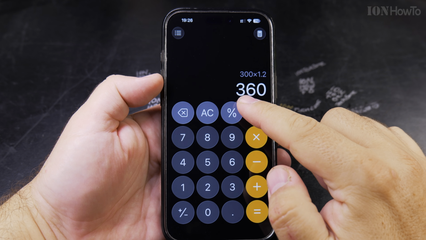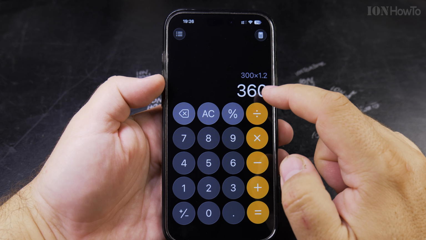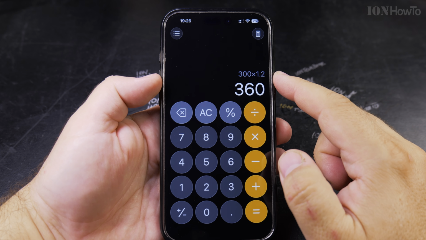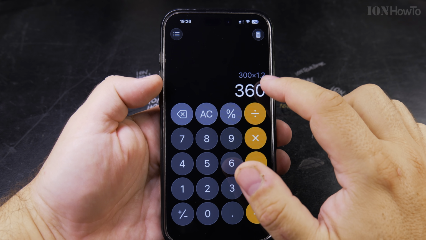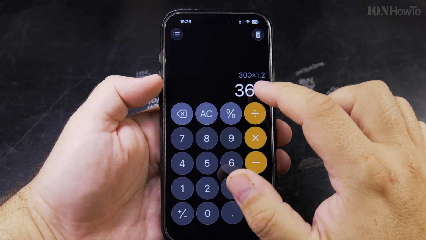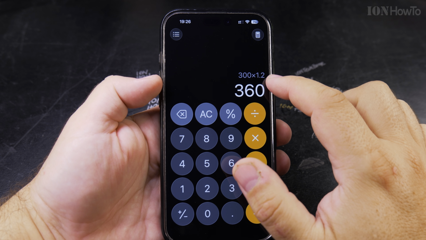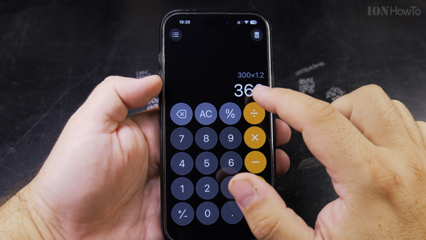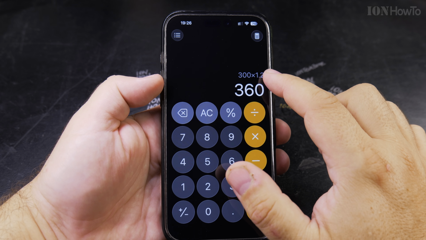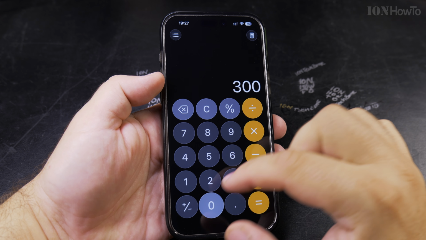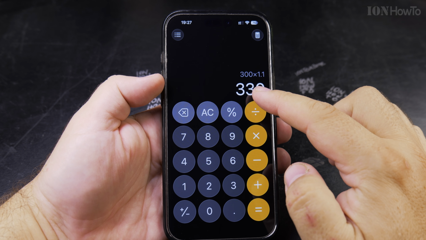Equals, so I get 360. For 20% of 300, I put a more simple number here so we can calculate. I'm not good at math, I'm not pretending to be good at math, but I like tricks like this. Without the calculator, I would say 10% of 300 is 30, times 2 because it's 20%, it's 60. So that's how it works. I added 20% to 300, very easy, multiplying by 1.2. And I could also multiply by 1.1, so that's 10%, that's 330.